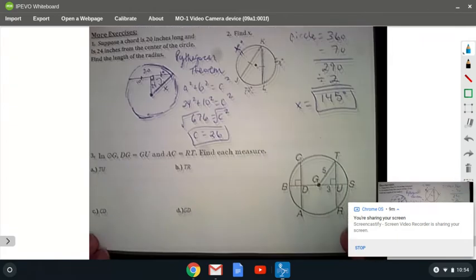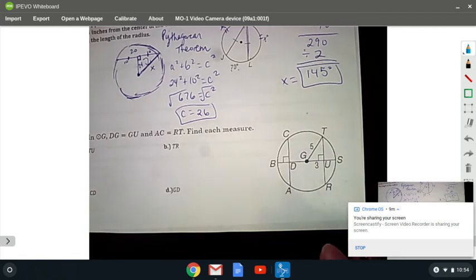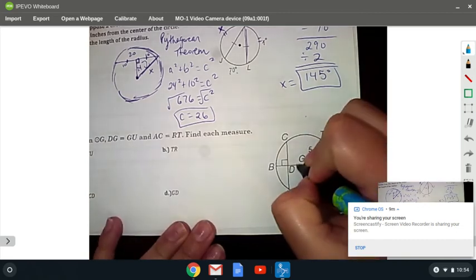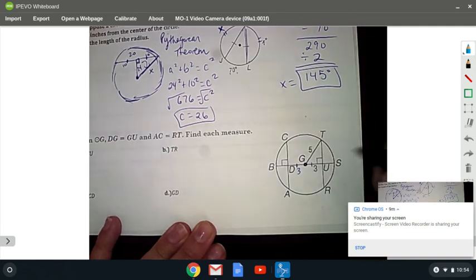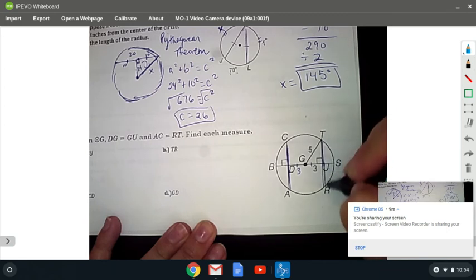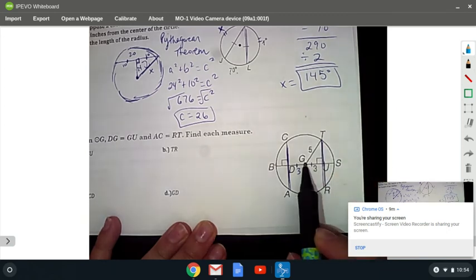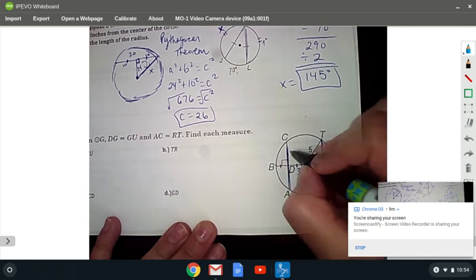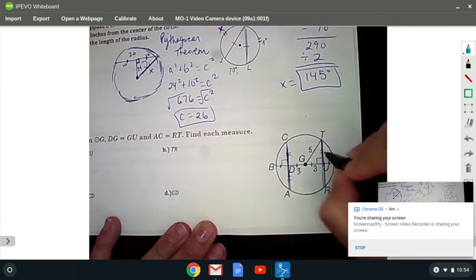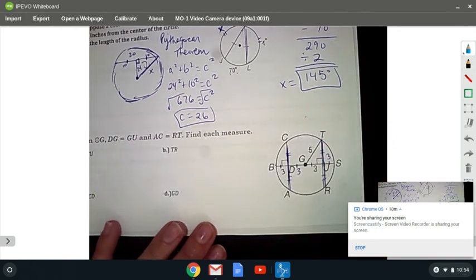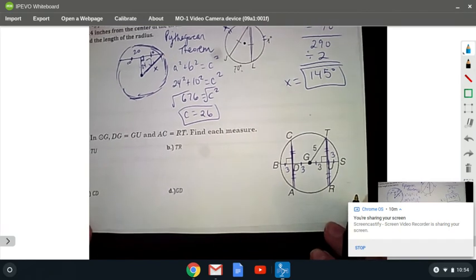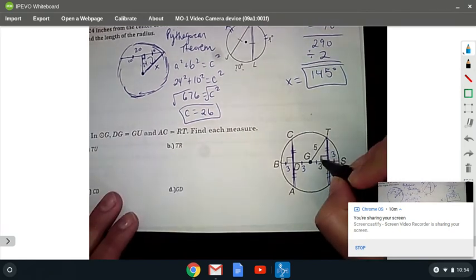Okay, the last part down here, we have circle G. They tell us here that DG is equal to GU. So this is 3, that's 3. AC, this whole chord, is equal to RT. Okay, and these are radiuses bisecting those, so that means these should also be equal, and so should these. So this should be 3, that should be 3. Those should be equal. We don't know what they are, but they should be equal.